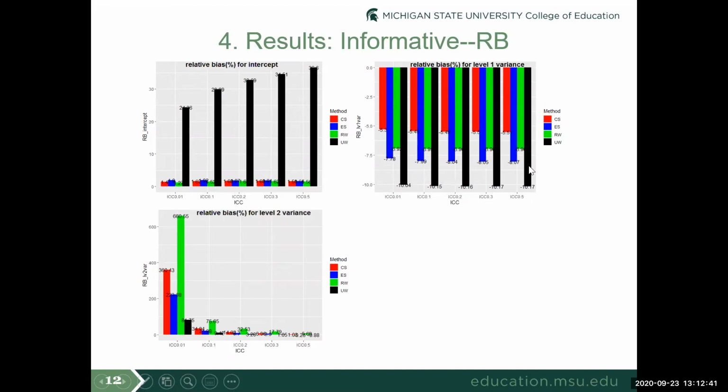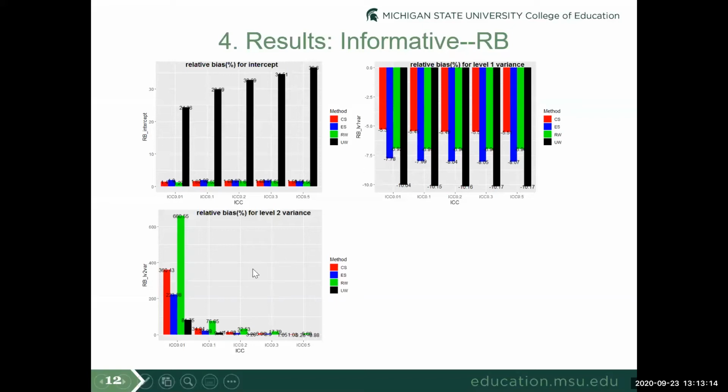For level 1 variance, all the estimators work quite well because they have the relative bias less than 10% in terms of Moutin and Moutin. So I use this criteria to evaluate the performance of relative bias. Among them, the cluster scaling estimator outperforms the others. And the unweighted, this black bar, performs the worst.